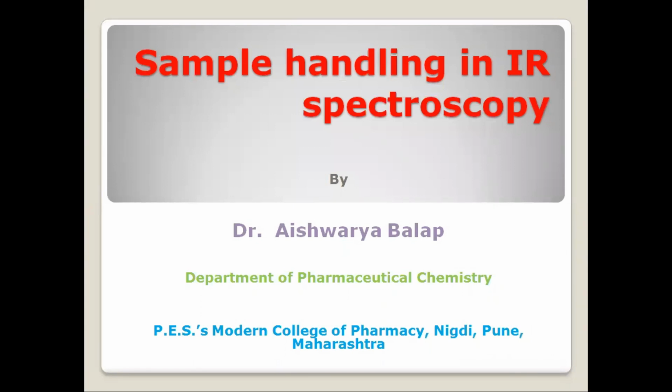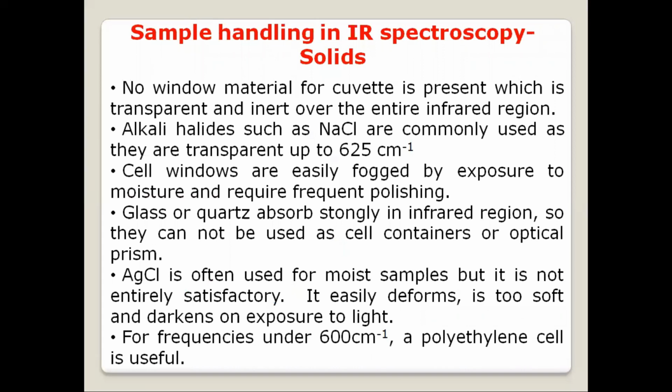In this video, we are going to discuss sample handling in IR spectroscopy. As we all know, in IR spectroscopy, we cannot use water or moisture due to the interference of the peaks of the OH bond in the water. So the sample handling in IR spectroscopy becomes a little bit crucial. You cannot use any solvent that is water, or which contains the OH bond. That is the first limitation for sample handling in IR spectroscopy.